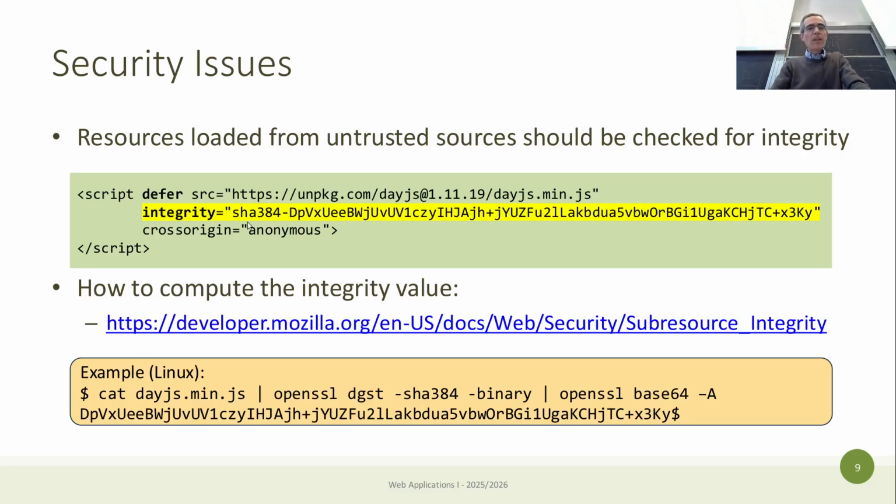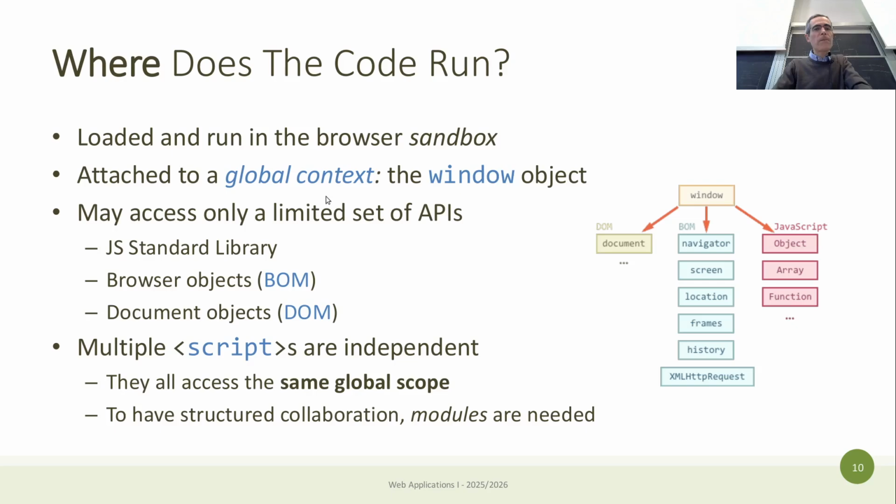Good. So don't forget to put this integrity attribute and the cross-origin anonymous, which forces the check, for historical reasons. We need to have this attribute, otherwise the integrity is not checked. So just remember this fact because it's really important, especially here in this course of study, cybersecurity.